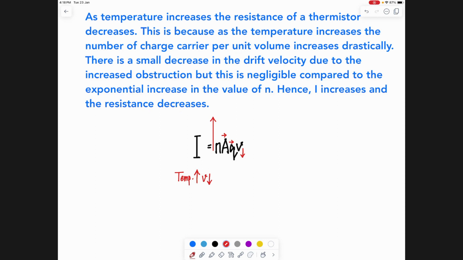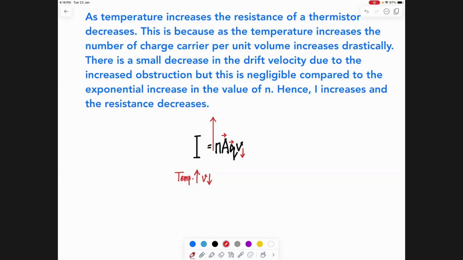Once you increase the temperature of silicon, suddenly plenty of electrons come out from the whole material, and those electrons help you undergo what? Conduction. So suddenly your N increases, and in what magnitude? Exponential. Your velocity will decrease definitely because of obstruction, maybe 10%, 20% maximum. Your N increases 5,000%, 500 times. It's a crazy increase that takes place.